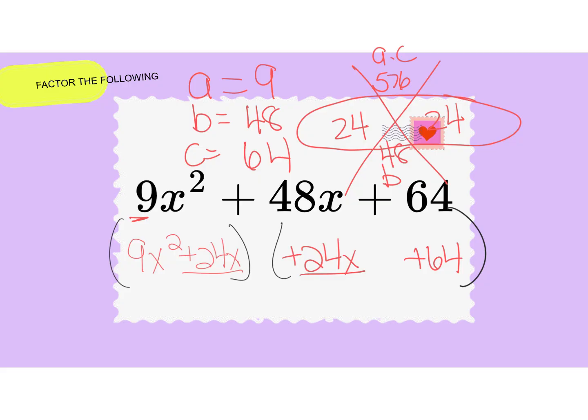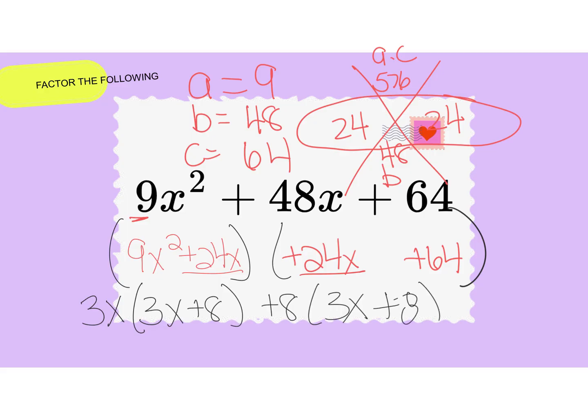So 9x squared plus 24x. Well, I know they have a 3 in common, and the greatest common factor is an x. So if I divide 9 by 3, I'm left with 3x. 24 divided by 3 gives me 8, and I'm left with no x's. Now look at my second group, 24x and 64. They have a positive 8 in common. So 24x divided by 8 is 3x. 64 divided by 8 is 8.